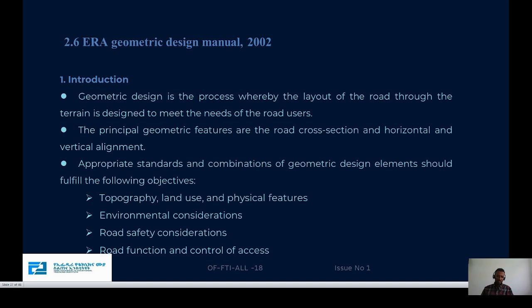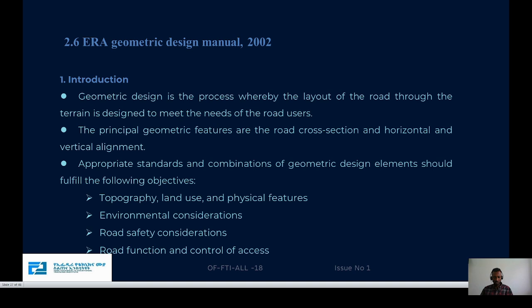The last will be the Ethiopian Roads Authority Geometric Design Manual. This manual deals with geometric design, a process where the layout of a road through the terrain is designed to meet the needs of the road user. Geometric design includes the horizontal alignment, vertical alignment, and the cross section, and we also add the sight distance.